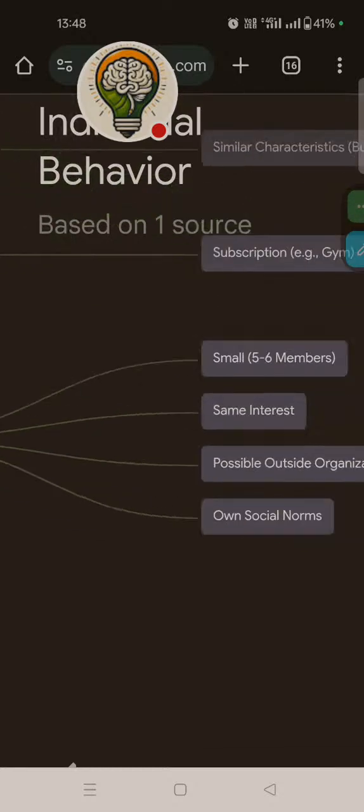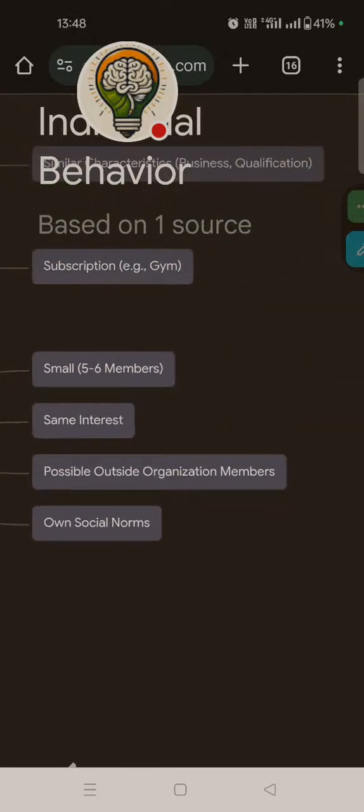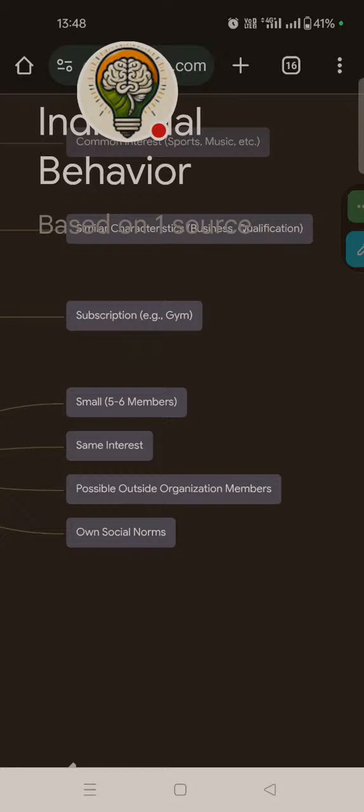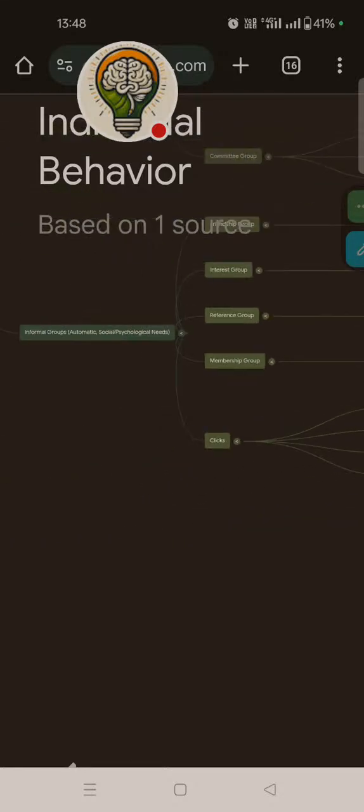And clique. Clique group means five to six members with a small interest, positive outside the organization, and their own social norms. Within an organization some clique groups are there.